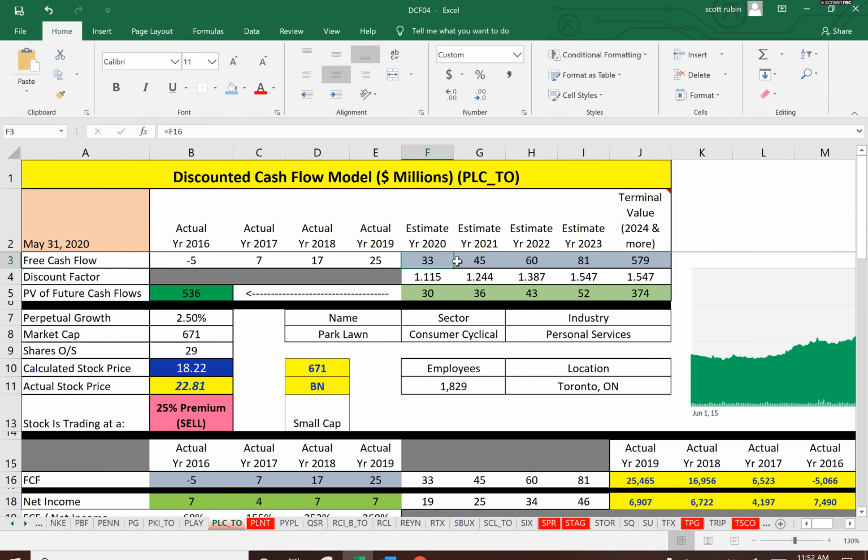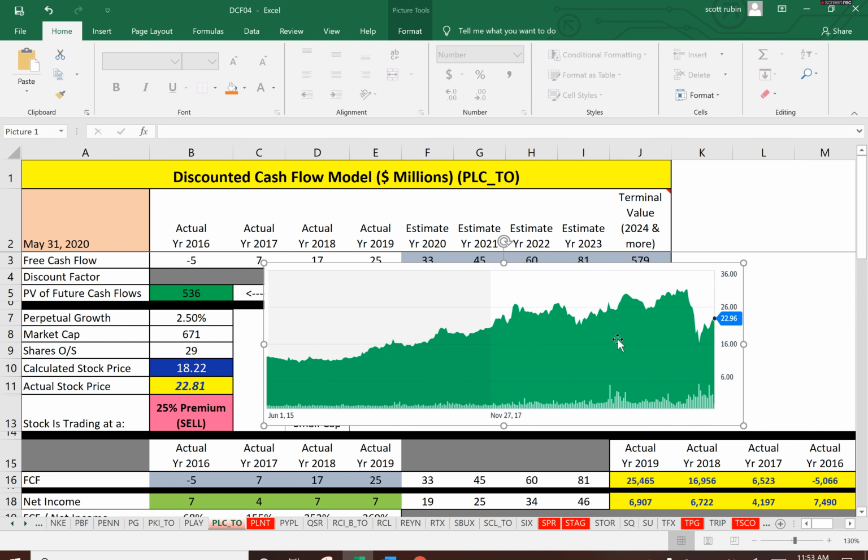So we calculated 4 years of cash flows based off of our inputs earlier. And we calculate a terminal value. That's all the future values after year 4. And then we discounted those numbers back to today's values. And we come up with $536 million for the value of the company. And when we divide that by 29 million shares, we get a stock price of $18. It's trading at 23, so it's trading at a premium, a 25% premium.